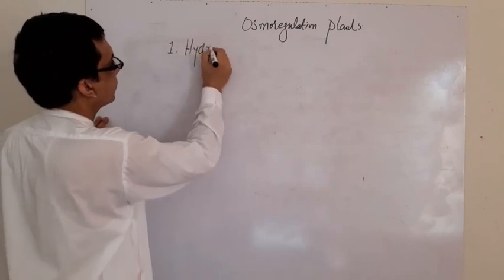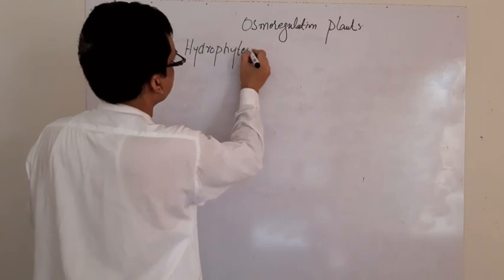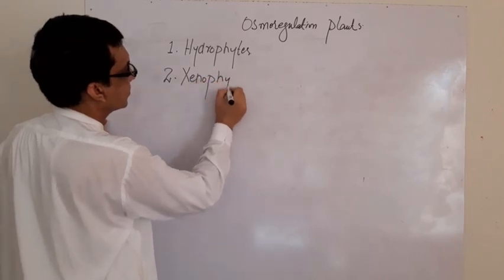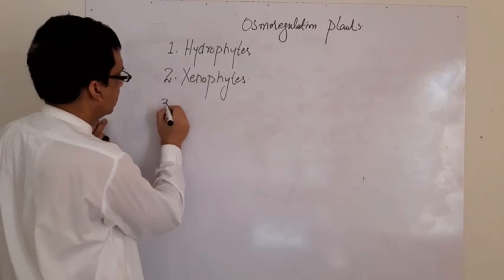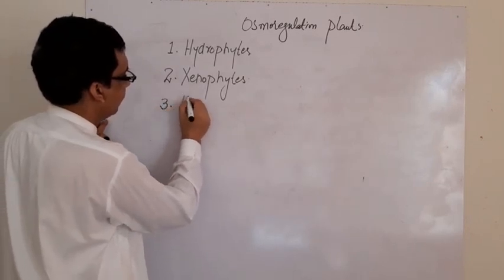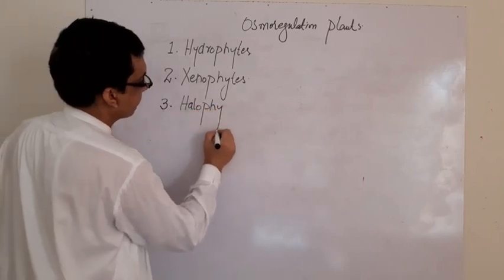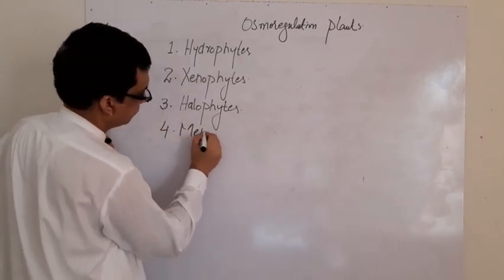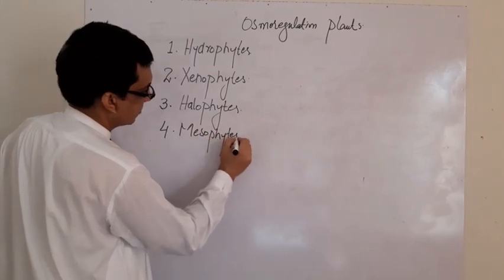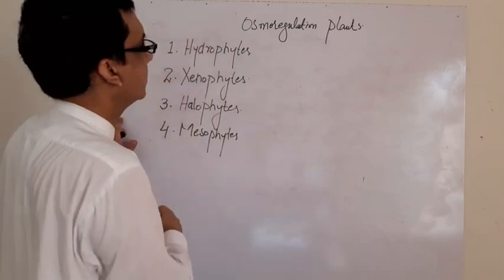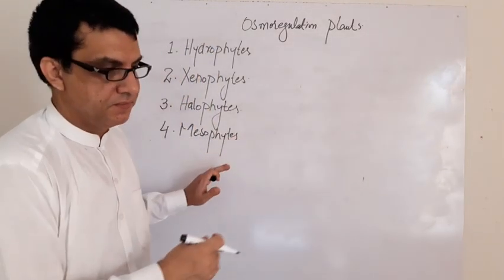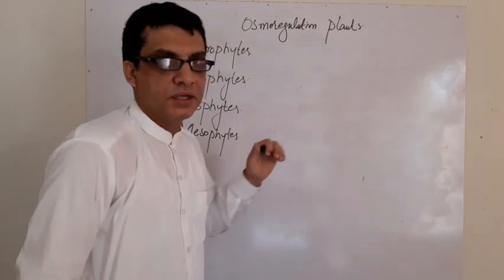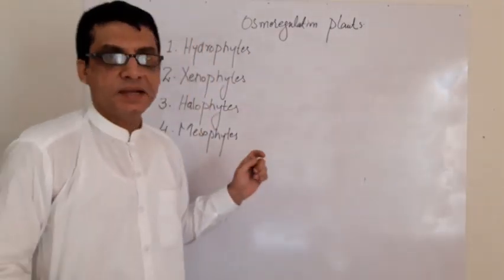hydrophytes, the second one is xerophytes, the third one is halophytes, and the fourth one is mesophytes. I have changed the sequence of these categories a little from what is mentioned in the book. So on the basis of habitat, there are four groups of plants, and we will discuss how these plants maintain osmoregulation.